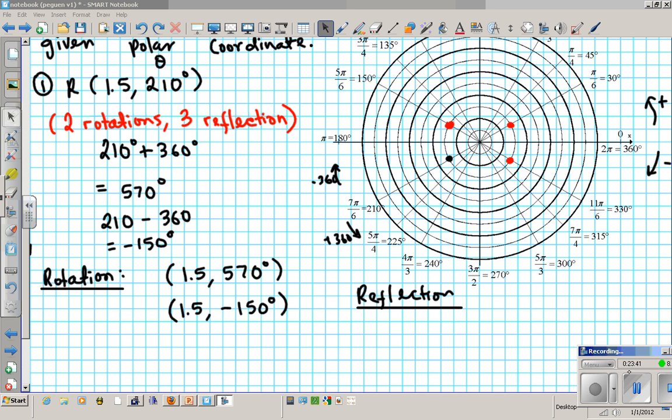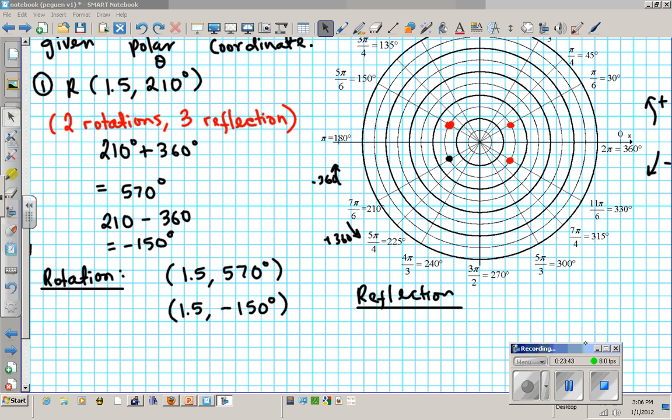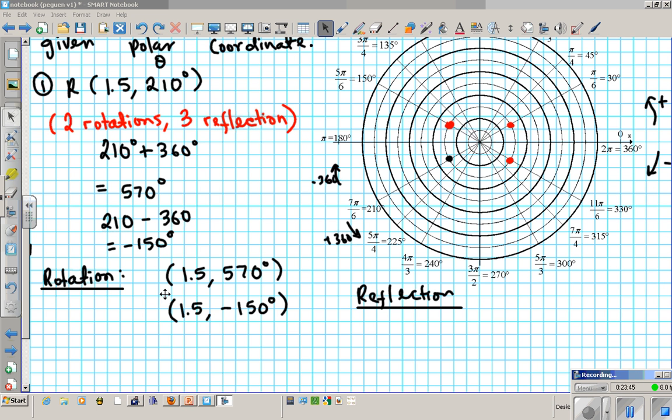Okay, that's what the question is. So first, let's write out what these points are. This point right here is 1.5 and 150. So 1.5 and 150 is my first candidate. 1.5, comma 150 is the first one.